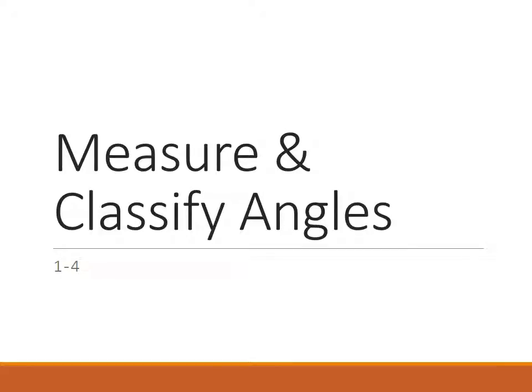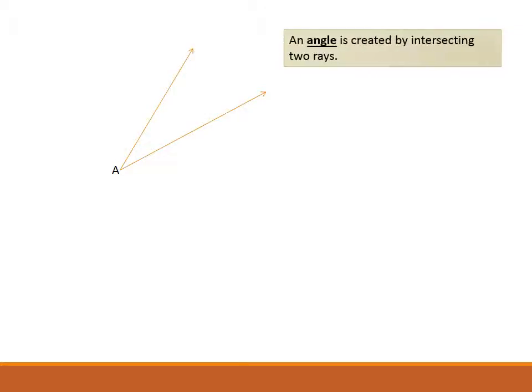Okay, we're now going to look at measuring and classifying angles. This is lesson 1-4. Notice these two rays. They're intersecting at point A. An angle is created by intersecting two rays.